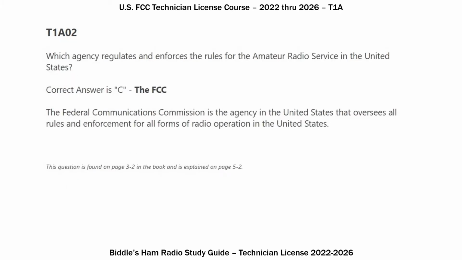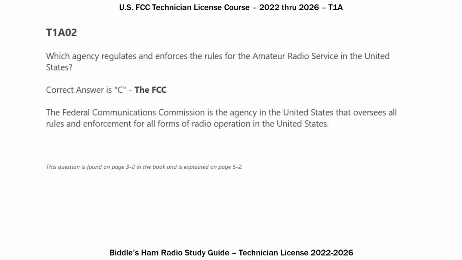The Federal Communications Commission is an agency within the United States that oversees all rules and enforcement for all forms of radio operation in the United States. So this is not just ham radio, but this is televised communications, TV signals. This is telephone use, mobile phones, home phones, CB radio, GMRS radio, any type of communications that exists. Airplane communications, aircraft, naval communications, marine VHF radio. It's all controlled by the FCC.